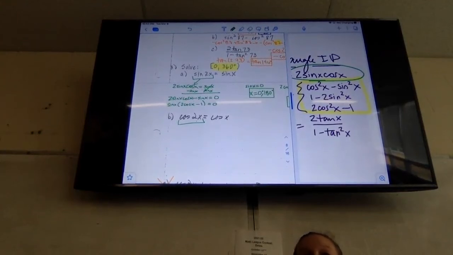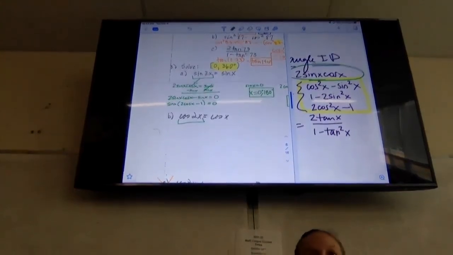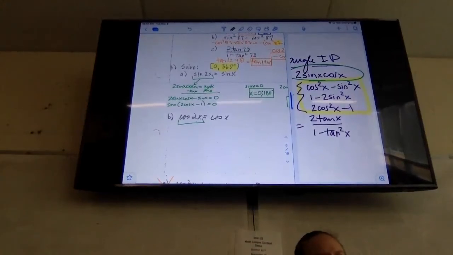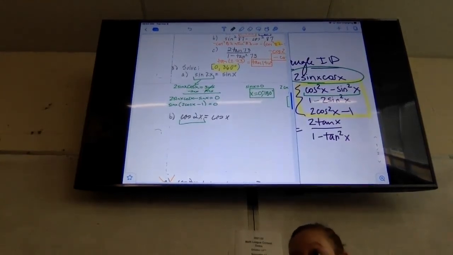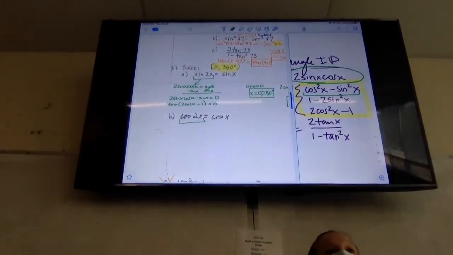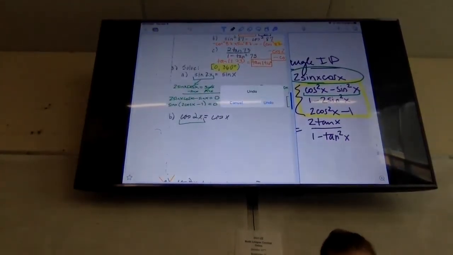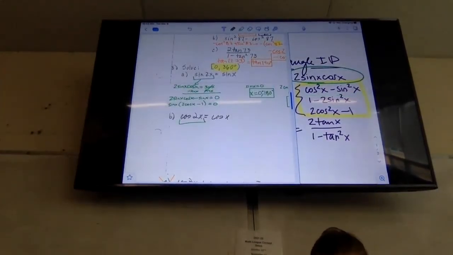2 cosine squared minus 1? Yes, very good, Jaden. Why do we want to use that one and not either of the other ones? If I were to use the first one, cosine squared minus sine squared, that would add a sine squared involved, and I can't factor anything out if I've got another trig function. In essence, I just really want one trig function in my equation, and so that's going to be my 2 cosine squared minus 1.